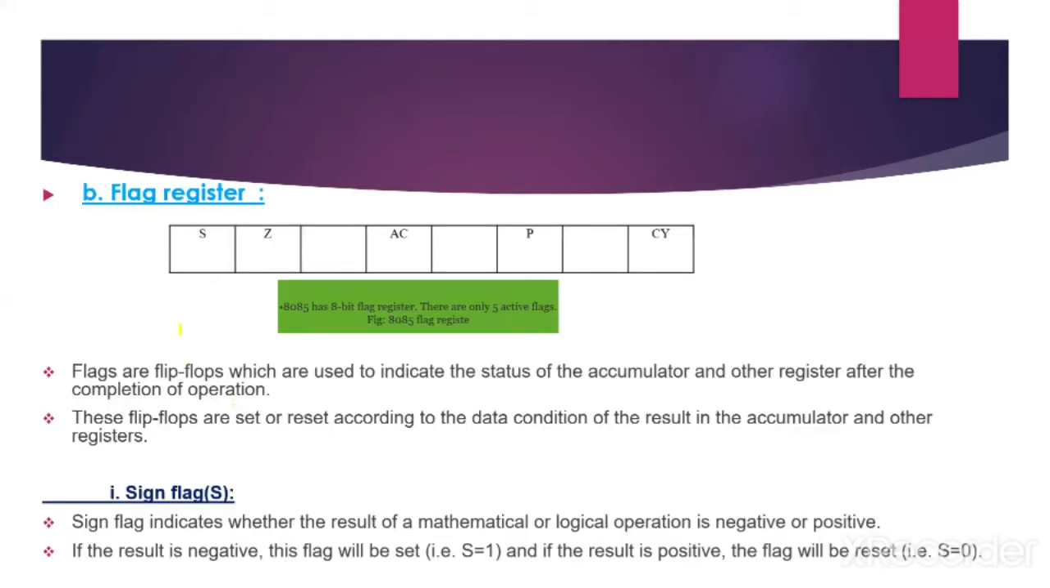Next is flag register. 8085 microprocessor has 8-bit flag register. In flag register, there are only 5 active flags that are S flag, sign flag, Z flag, means zero flag, AC means auxiliary carry flag, P is parity flag, and last is CY, it's carry flag.